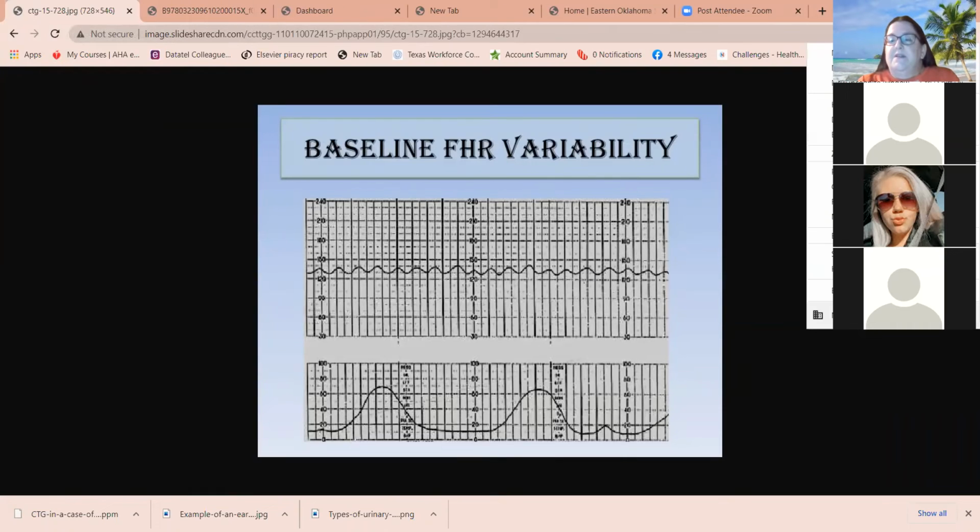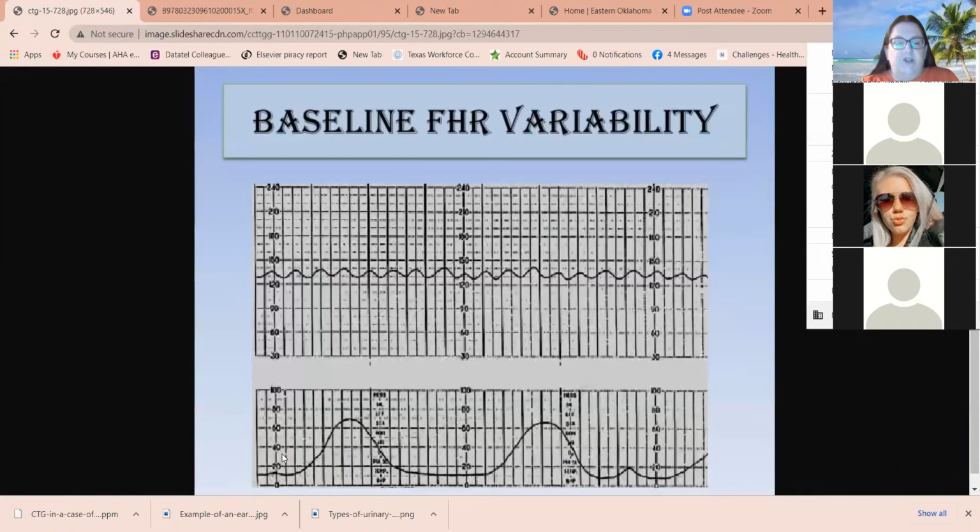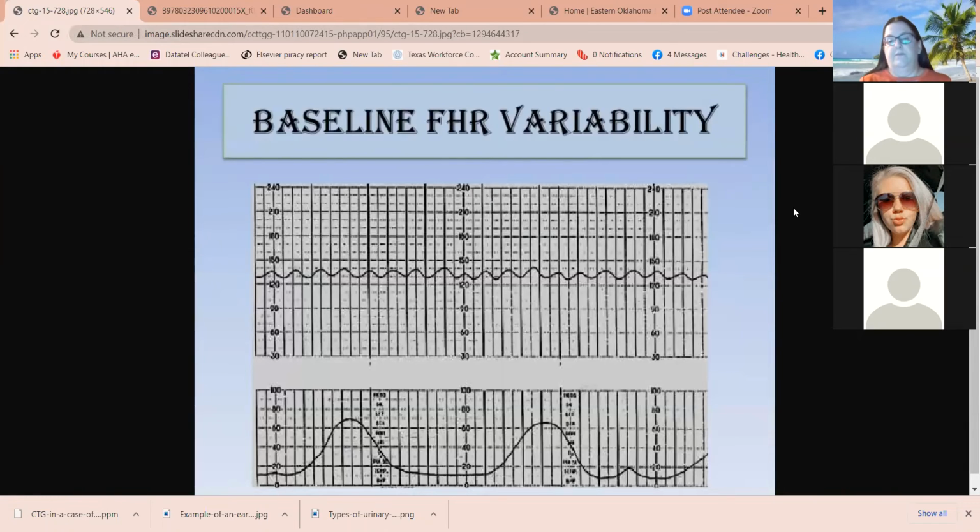Okay, can you see this one? Let's look at the contractions. First of all, if you put a baby on the monitor and you see this strip, what are you going to do first? Why? This is called sinusoidal rhythm, and it is not a good sign. So you're going to contact the provider if you see this. So sinusoidal at about 130, 140. Okay.